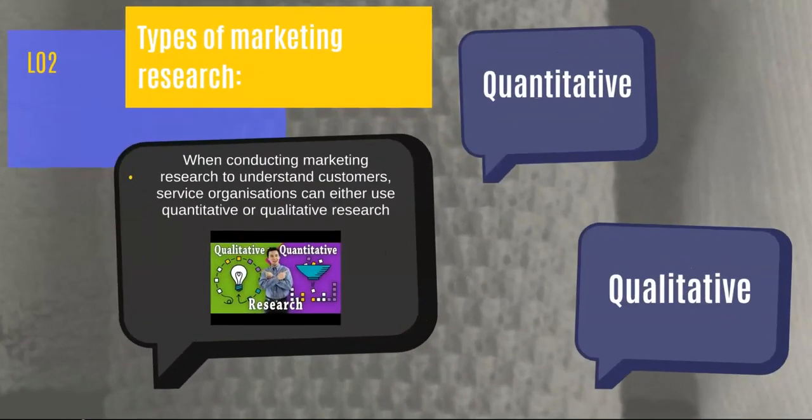For the second learning outcome, we will refer to two broad or main types of marketing research. Now, when conducting marketing research to understand customers, service organizations can either use quantitative or qualitative research. For the purpose of this learning outcome, you only need to know the difference. So you need to identify the main types and know the difference between these two types, and it's very easy. First, let's have a look at quantitative.